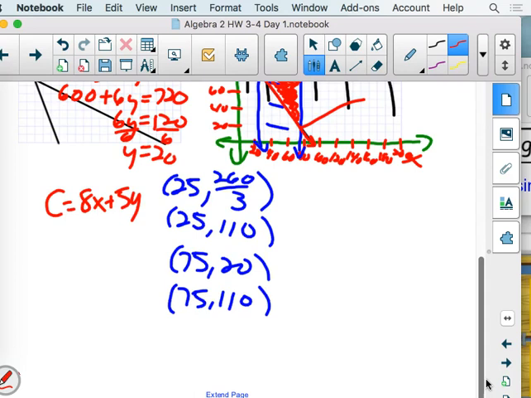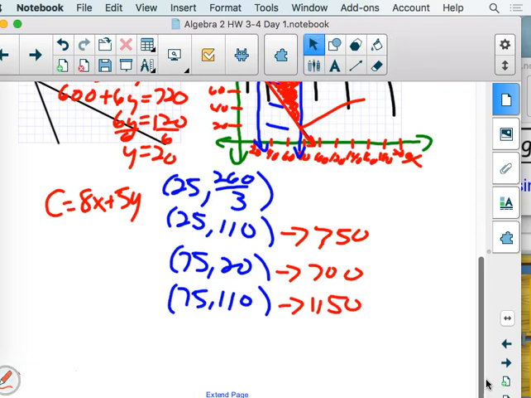So 8 times 25, I will do this one first. 8 times 25 plus 5 times 110. That one is 750. 8 times 75 plus 5 times 20, 700. 8 times 75 plus 5 times 110, 1150. Like I said, that last one I want to show you up here because we do have our little fraction. So we're going to punch in 8 times 25 plus 5 times 260 thirds.